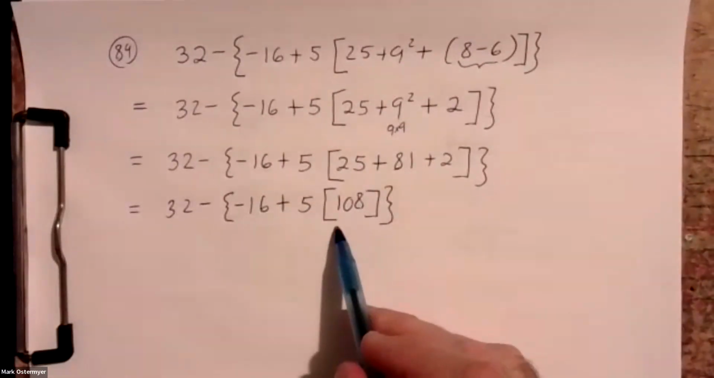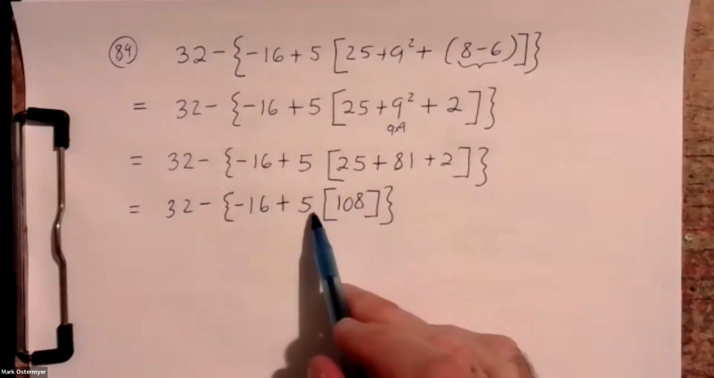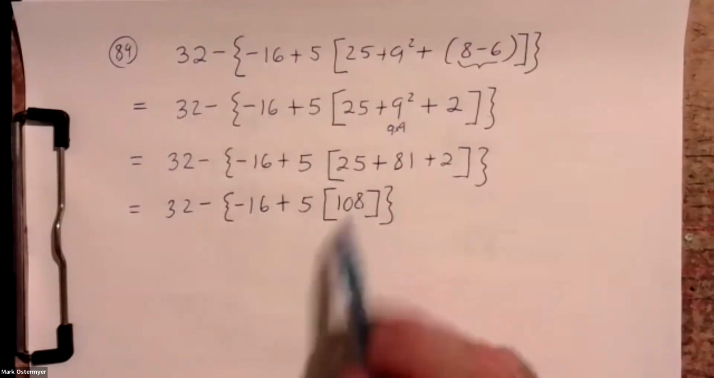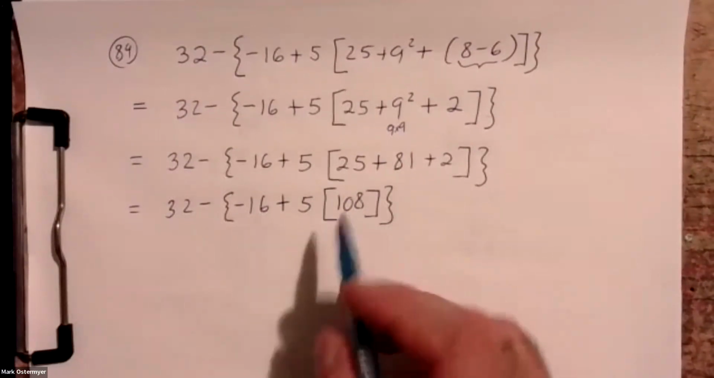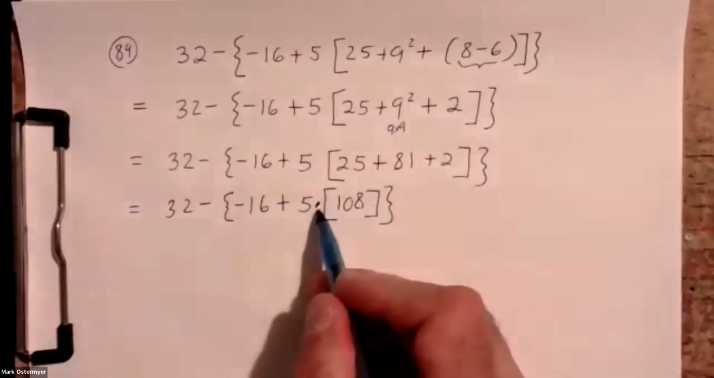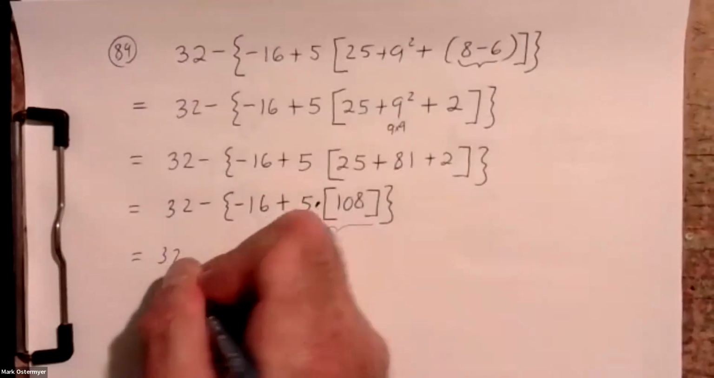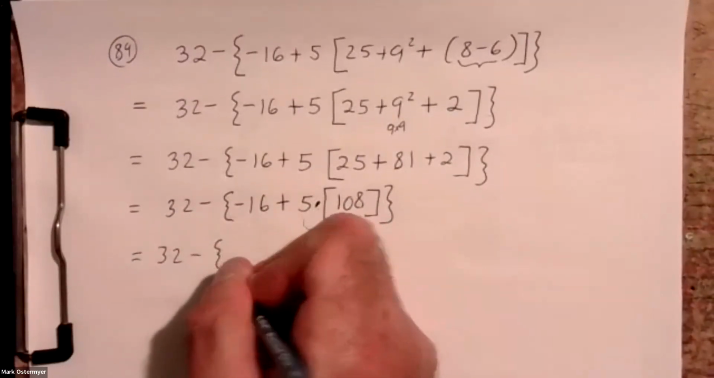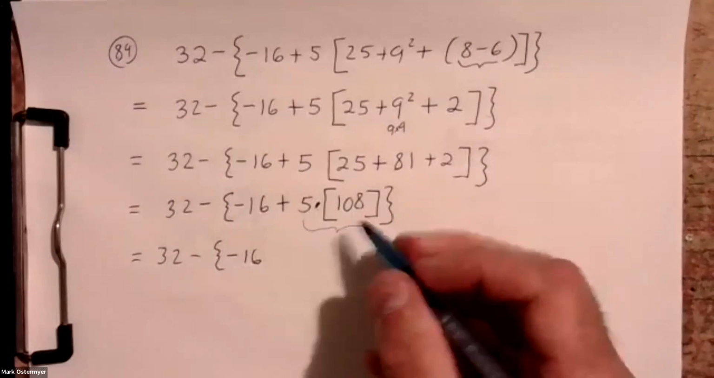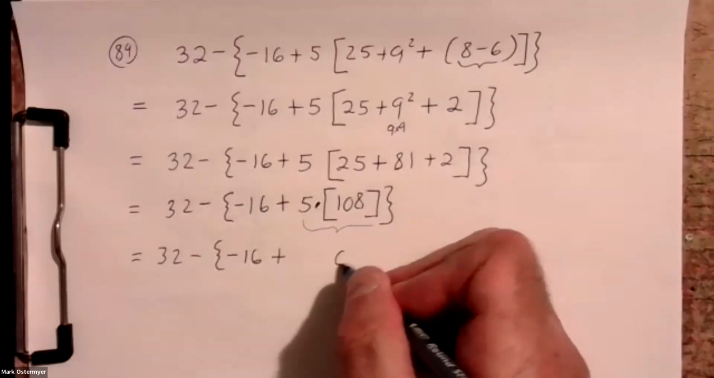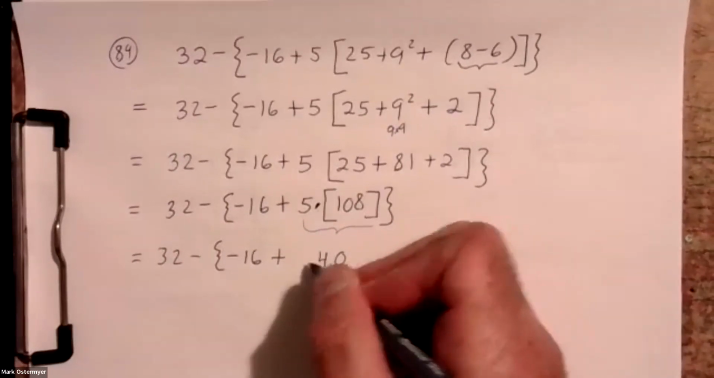I'm going to retain the brackets around the 108. You could drop them, but if you drop them, make sure you put multiplication between the 5 and the 108. Still inside the braces, I need to multiply next before I add. 5 times 108 is gonna net me 540, I believe.